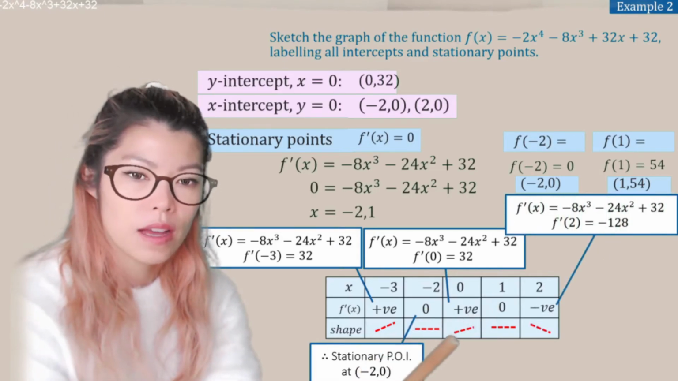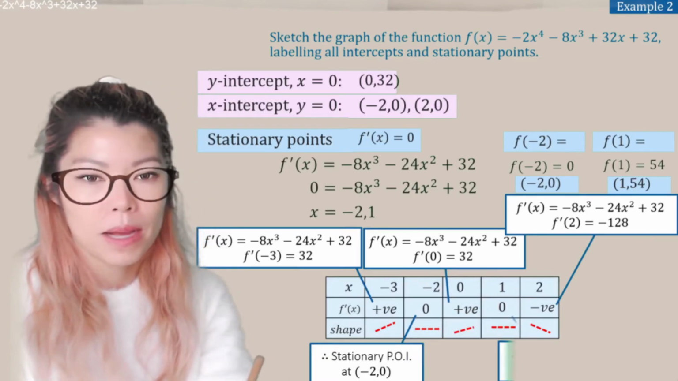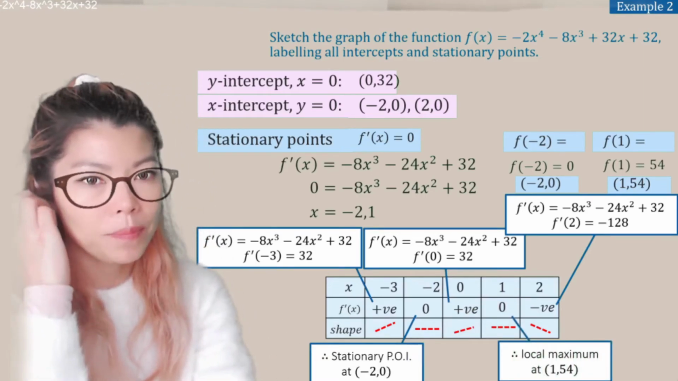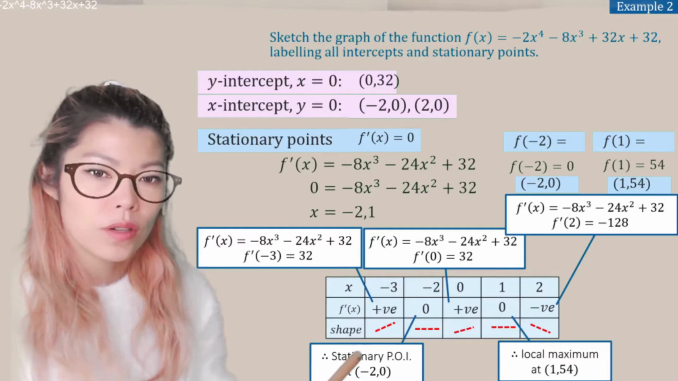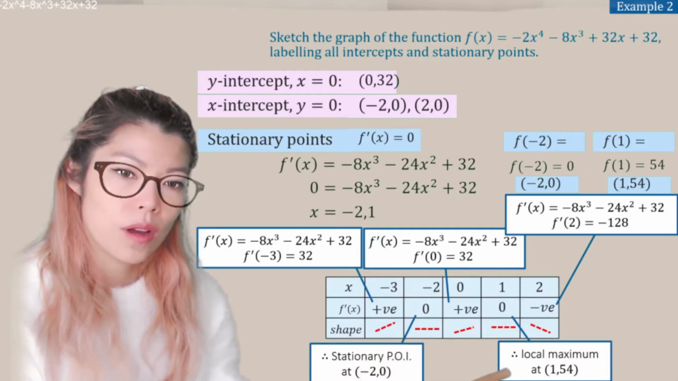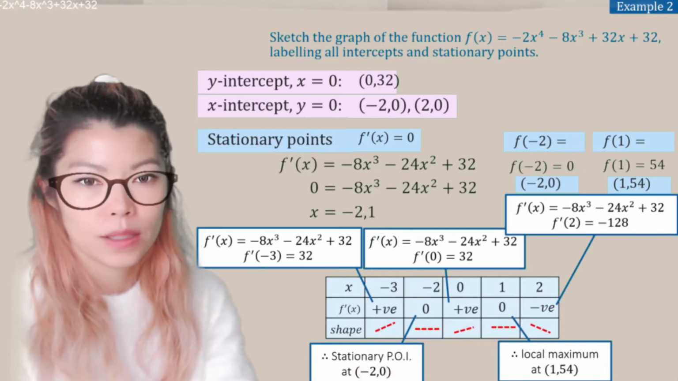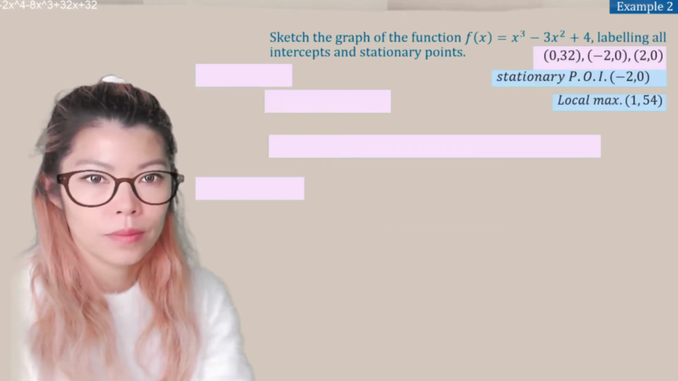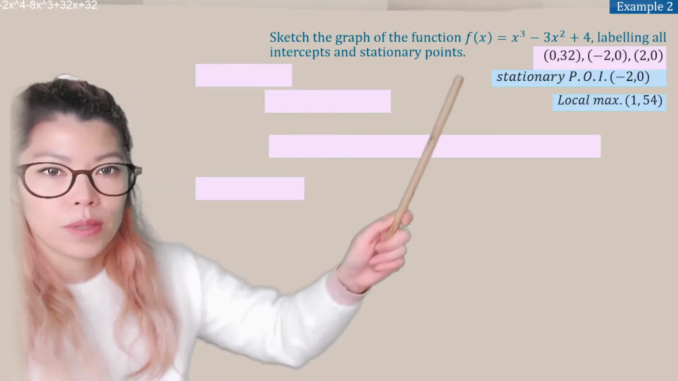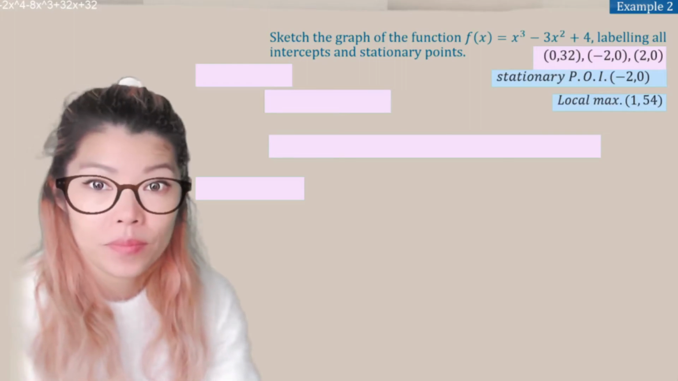So now we have a maximum turning point, local maximum. So at -2, 0, we have a point of inflection. At 154, we have a local maximum. That's all the information we obtained so far. Recap.